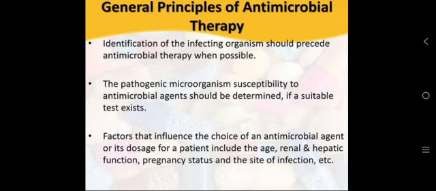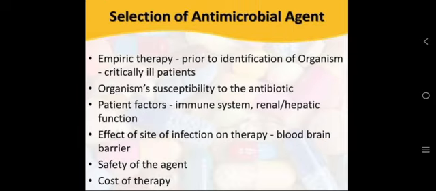And then the general principles of antimicrobial therapy. Identification of the infecting organism should precede the antimicrobial therapy when possible. The pathogenic microorganism's susceptibility to the antimicrobial agent should be determined if a suitable test exists. Factors that influence the choice of an antimicrobial agent or its dose for a patient include the age, renal or hepatic function, pregnancy status, and site of infection, etc.